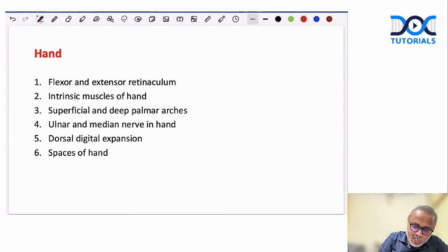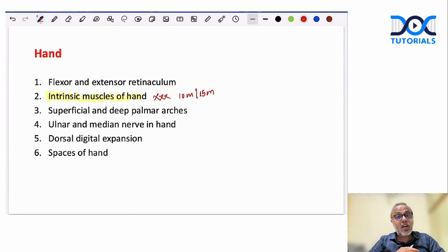In the chapter on the hand, one question without which you cannot go to your exam is the intrinsic muscles of the hand, right? This is a very important question, very important for a 10 marker or a 15 marker question. Now here we need to discuss all the 20 intrinsic muscles of the hand, starting with your thenar muscles, hypothenar muscles, lumbricals, palmar and dorsal interossei, right?